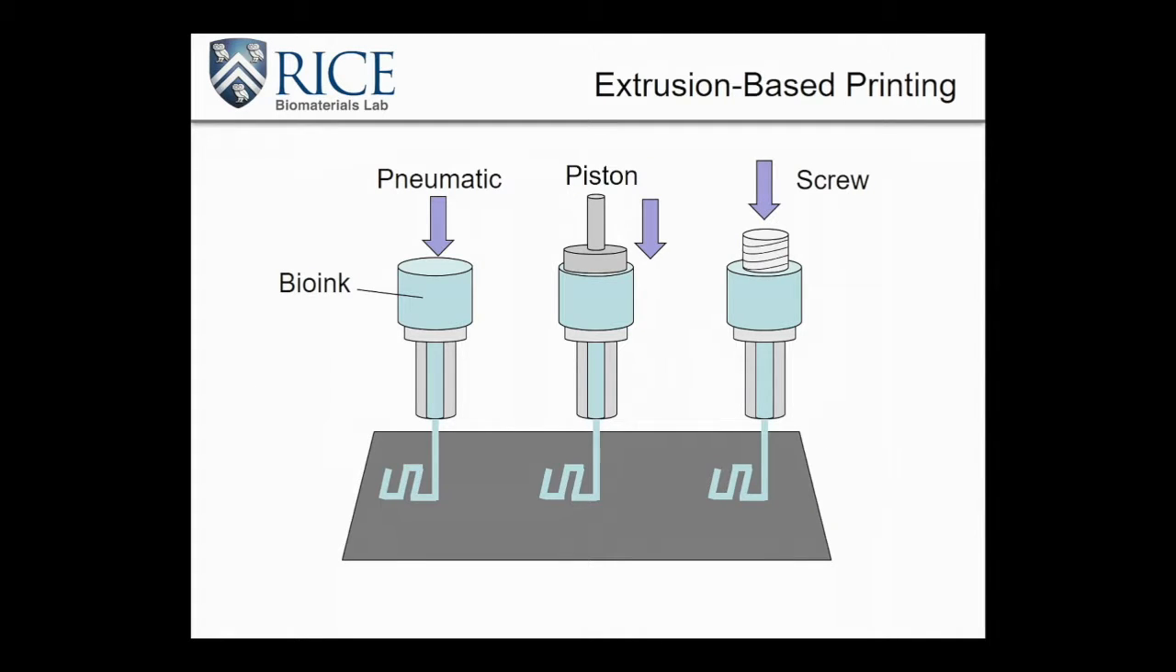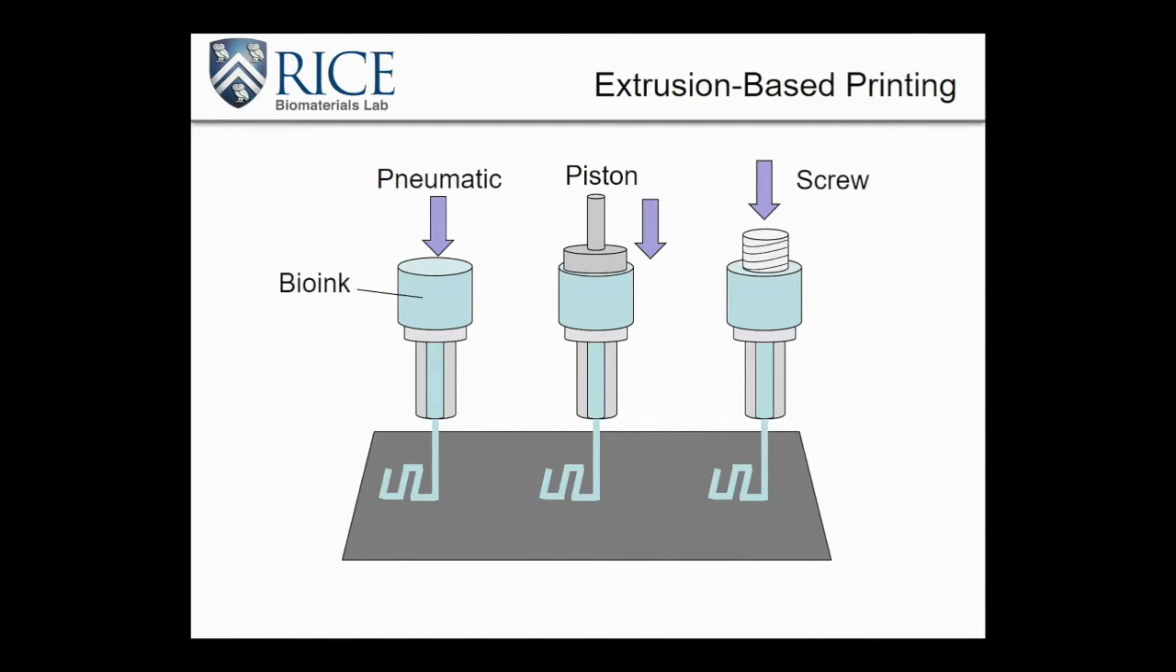The next kind of logical step from our inkjet printing is extrusion-based printing. So in this case, we're using some kind of force to push a polymer or a polymer solution with our cells out of an extruding head, whether that's pneumatic, piston, or screw force. And all of those have their own advantages and disadvantages.